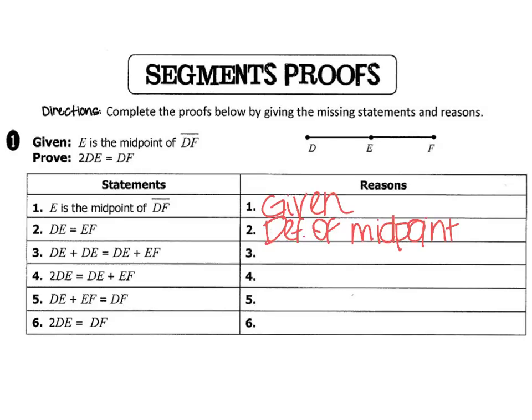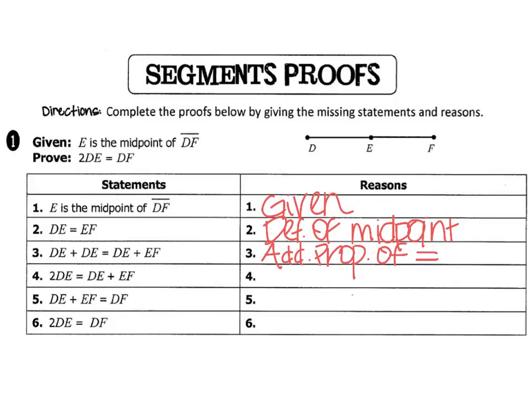Next thing we can say is we can go from DE equals EF to DE plus DE equals DE plus EF. Now, what changed from statement 2 to statement 3? What we did was we added the measure of DE to both sides of the equation. So we added DE to DE equals EF. Therefore, this would be the addition property of equality, because we're adding the same thing to both sides. So, addition property of equality.